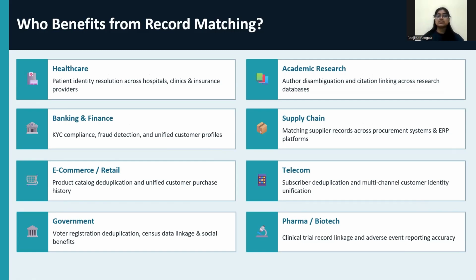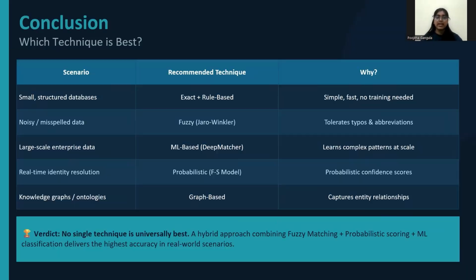So in the end, there is no single best technique for record matching. The choice depends on the type of data and the problem you are facing. In real world systems, a combination of multiple techniques is used. This gives better accuracy and reliability.